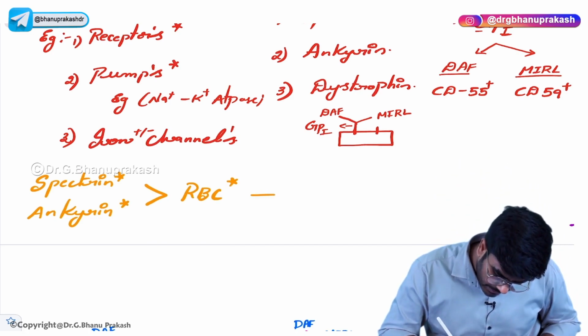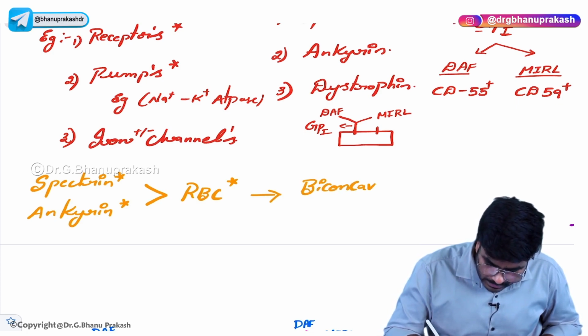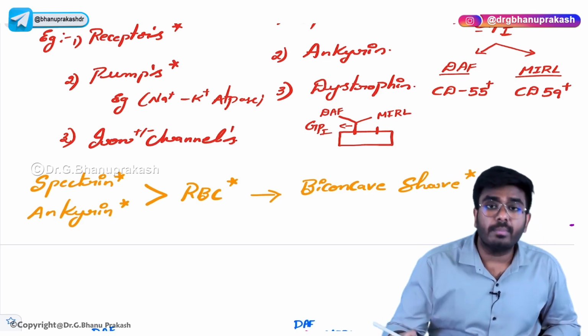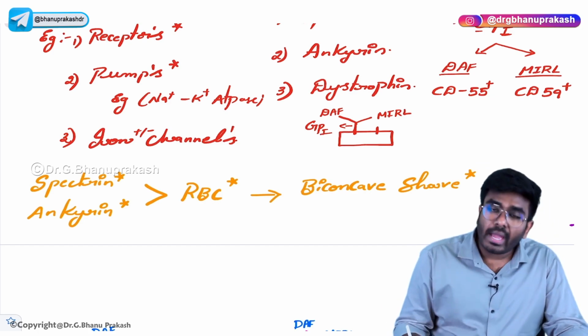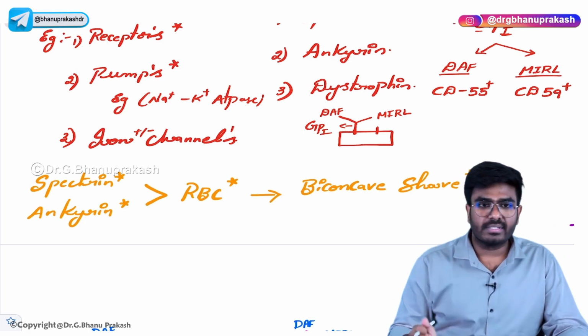Because of the spectrin and ankyrin, RBC has a biconcave shape. Okay, the biconcave shape of the RBC is because of the spectrin and ankyrin. So whenever you have a defect in spectrin or ankyrin, that will cause a change in the shape of RBCs.